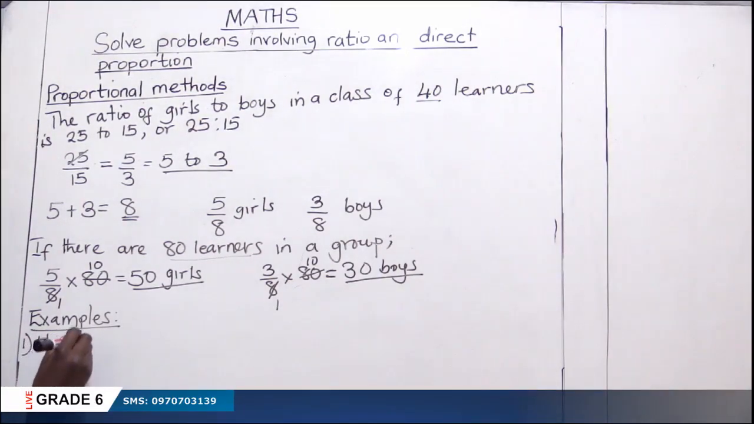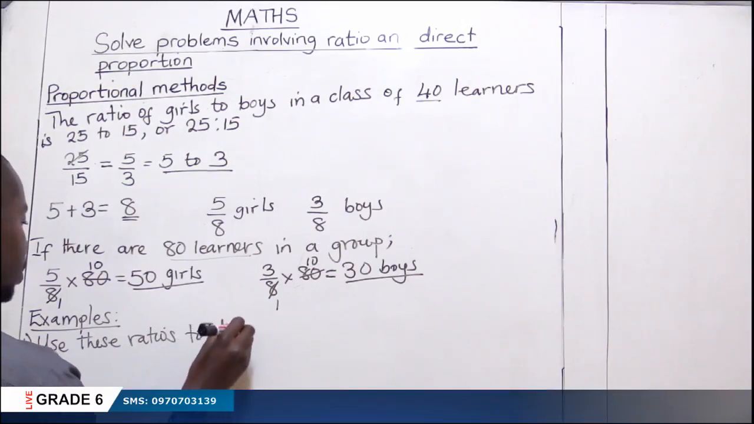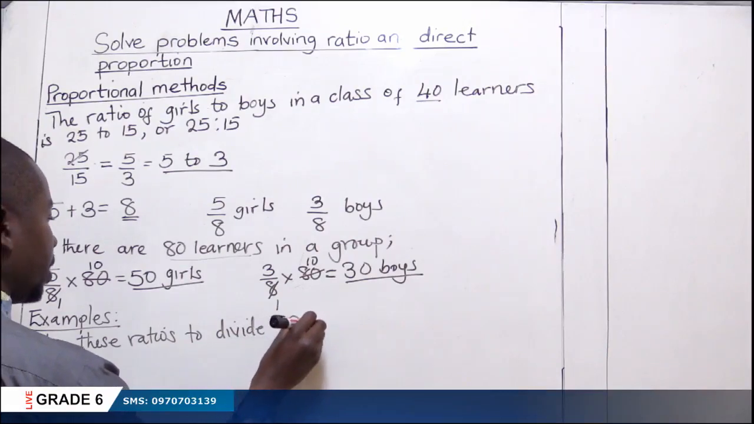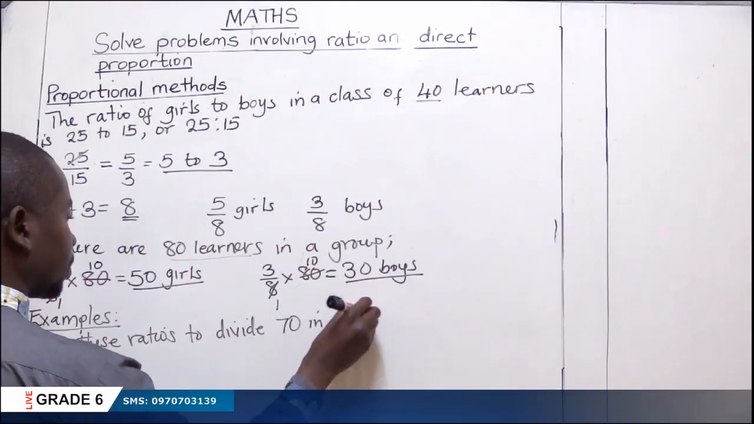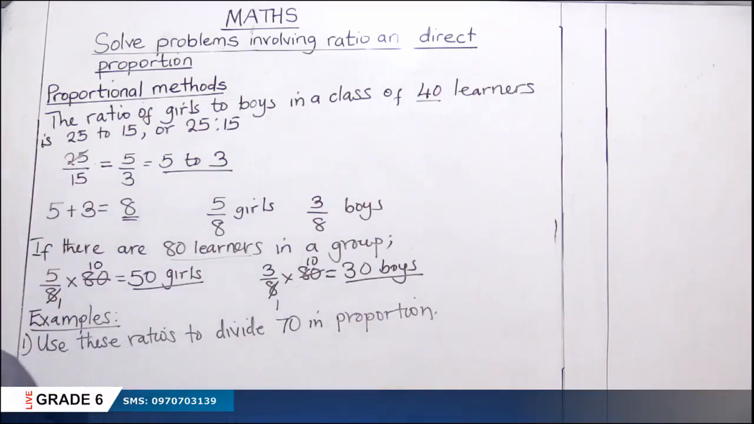Our example says, number 1, use these ratios to divide 70 in proportion. A, 1 to 4. B, 2 to 5.